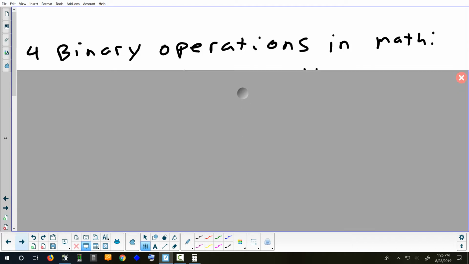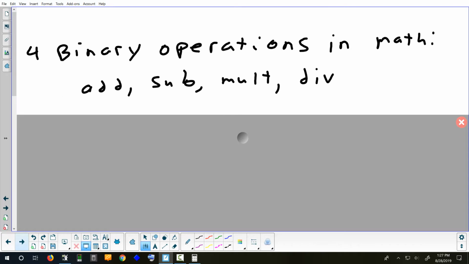So, binary, or the prefix bi, like bicycle, bifocal, means 2. There are 4 basic operations in math that require 2 numbers to do. Like if I said to you to add 5. Add 5 to what? I need something else. Add 5 to 6, get 11. But in order to add, you've got to have 2 things. To subtract, multiply, and divide, you've got to have 2 things.